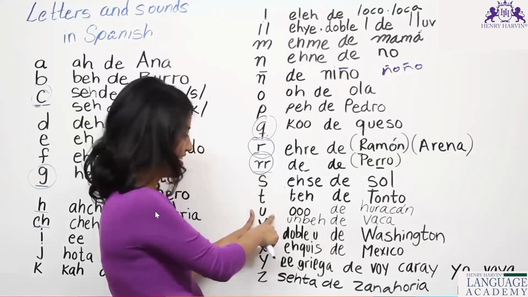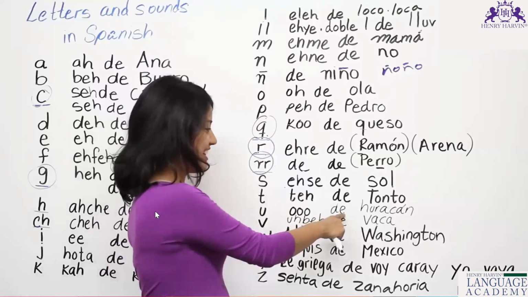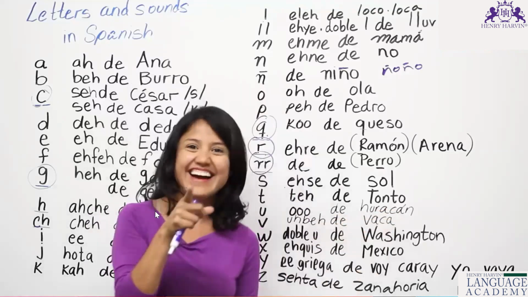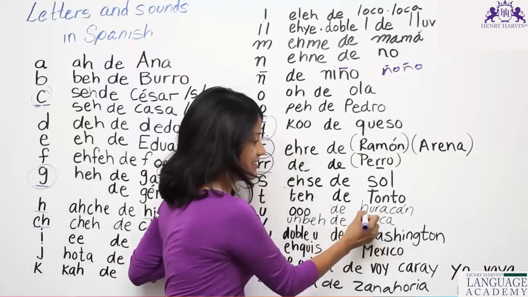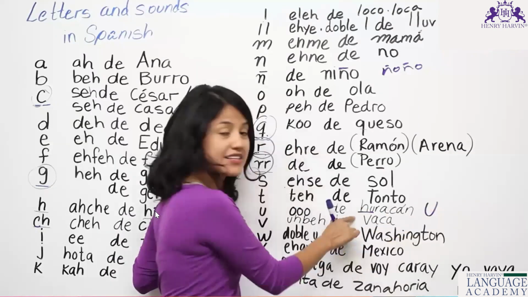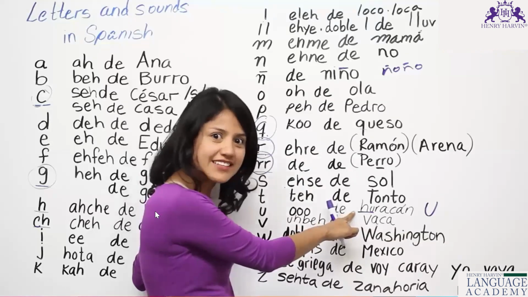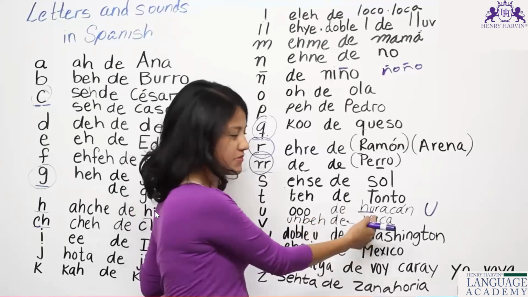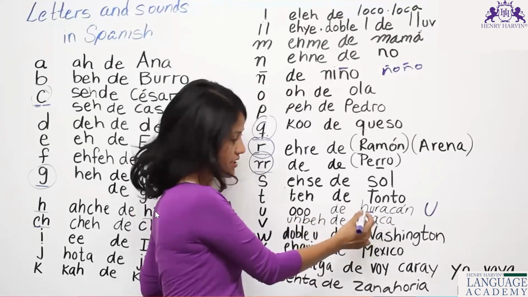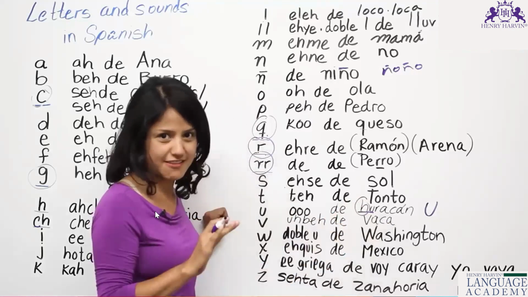U, like that. U de huracán. And I tricked you, eh? Huracán. U, but it starts with H. But the H is silent in Spanish, so it doesn't have a sound. So it starts with U. Huracán, because this is silent. Doesn't talk, doesn't gossip, nothing. Silent.